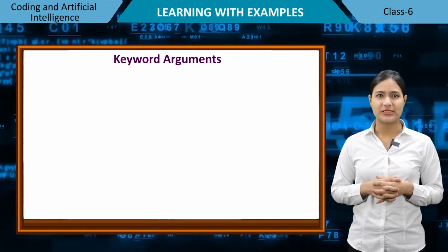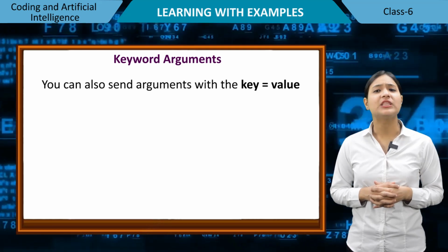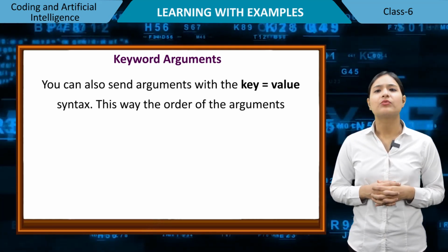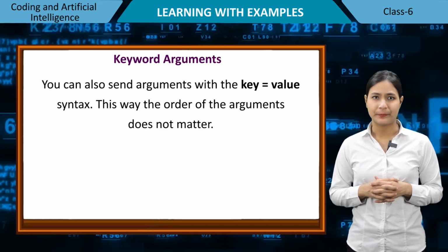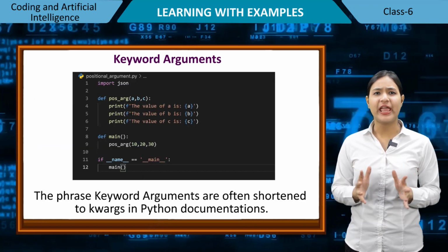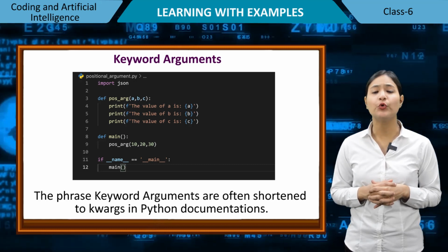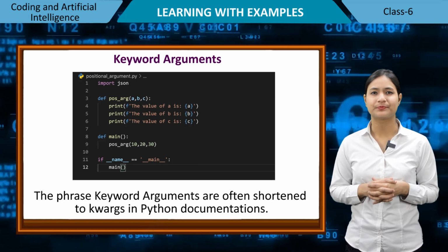Keyword arguments. You can also send arguments with the key = value syntax. This way, the order of the arguments does not matter. Example 7. The phrase keyword arguments is often shortened to kwargs in Python documentations.